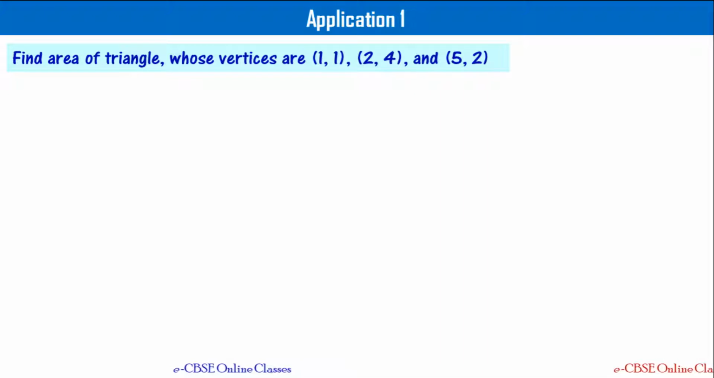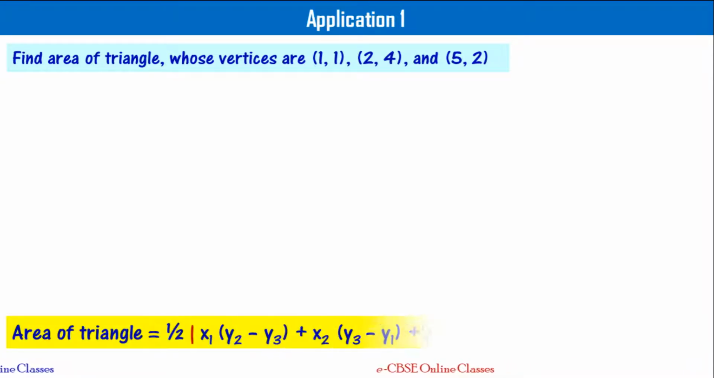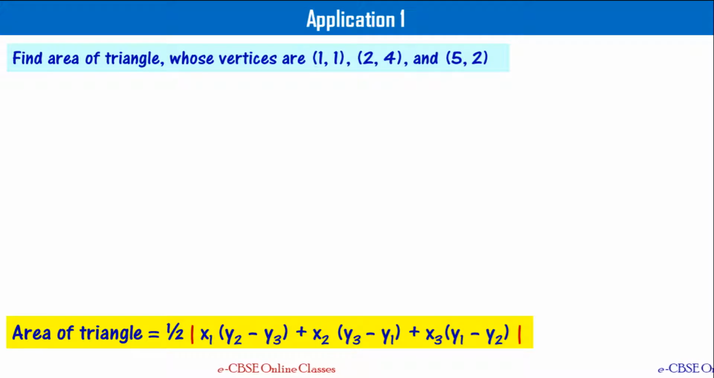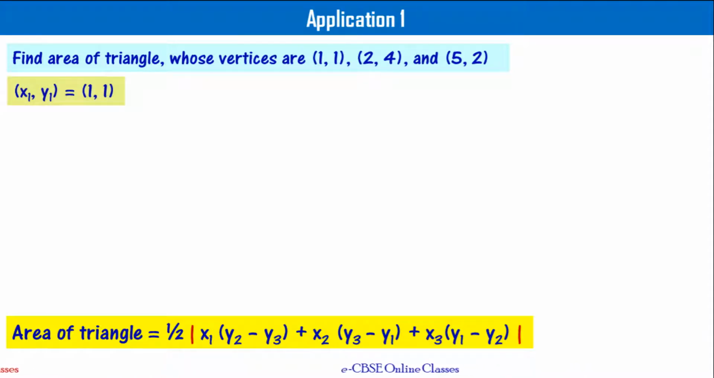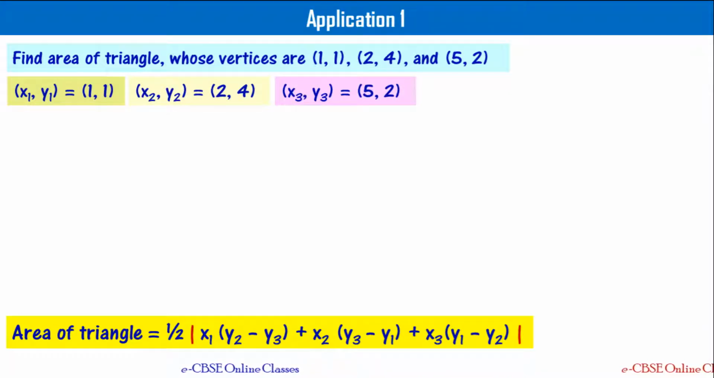Let's take a look at an application problem. In this problem, we are asked to find area of triangle whose vertices are (1, 1), (2, 4) and (5, 2). We can use this particular formula to solve this problem. To begin with, we have to say what is x1, y1, what is x2, y2 and what is x3, y3, right? Let's say that x1, y1 equals 1, 1, x2, y2 equals 2, 4 and x3, y3 equals 5, 2.